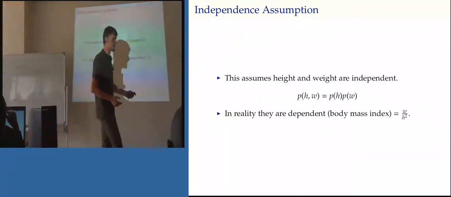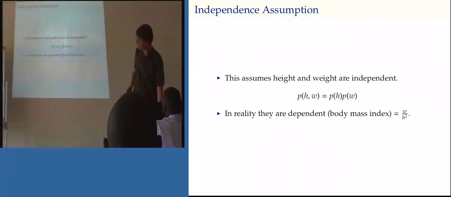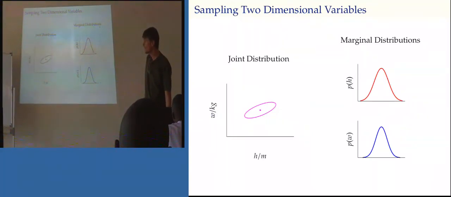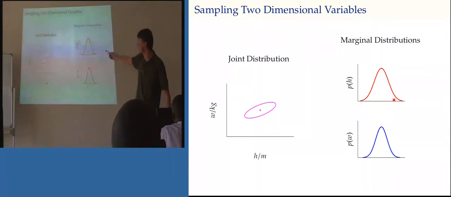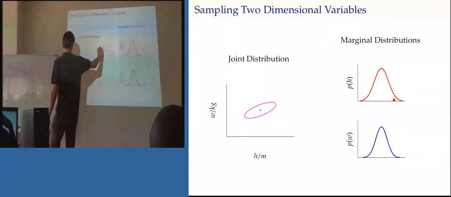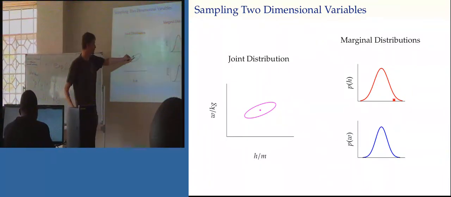But in reality, of course, they're dependent on body mass index. So a better model would be one like this, a joint distribution. So here, now, marginally, these two things are the same. And when you look at this plot, you have to think, so this is like a mountain. It's a Gaussian bump that's twisted.